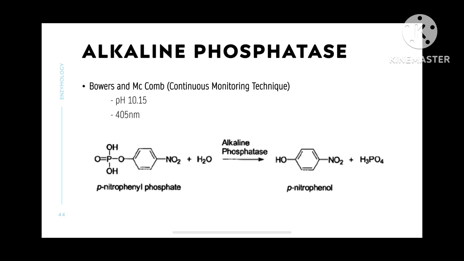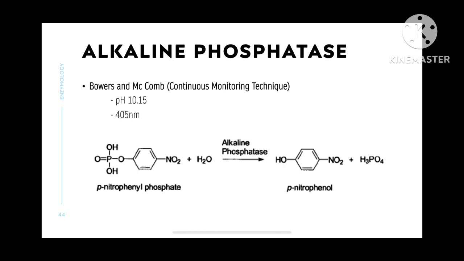Because of the relative nonspecificity of alkaline phosphatase with regard to substrates, a variety of methodologies for its analysis have been proposed and are still in use today. The major differences between these relate to the concentration and types of substrate and buffer used and the pH of the reaction. A continuous monitoring technique based on a method devised by Bowers and McComb allows calculation of alkaline phosphatase activity based on the molar absorptivity of para-nitrophenol.